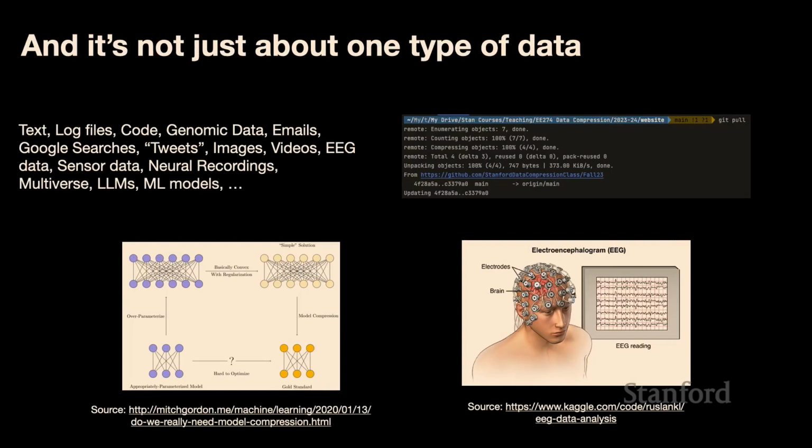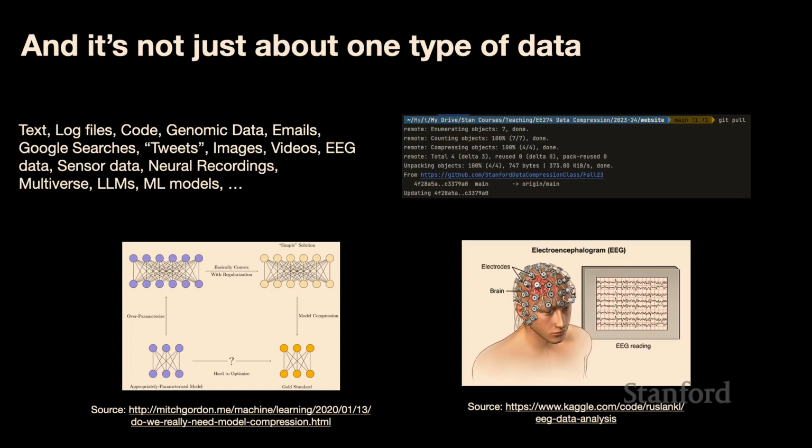But the interesting part, as I said about videos and Netflix, is that it's not just about videos. It's not about any single kind of data. Data compression shows up and is of value wherever you collect data and whatever kind of data you are collecting. So things like text, log files, code. Even if you ever use GitHub and you do a git pull, this is a standard message which comes up. This is, for example, an instance of when I was updating the website for the course. And very interestingly here it says something like compressing objects.